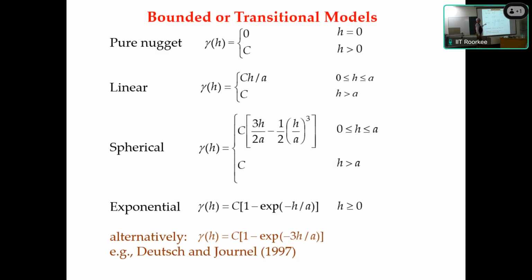The spherical model also has two components until we reach the range parameter a, so that particular lag distance where we have the transition. This equation is valid, and beyond that, it is just C, like here. The exponential model is given by the equation.